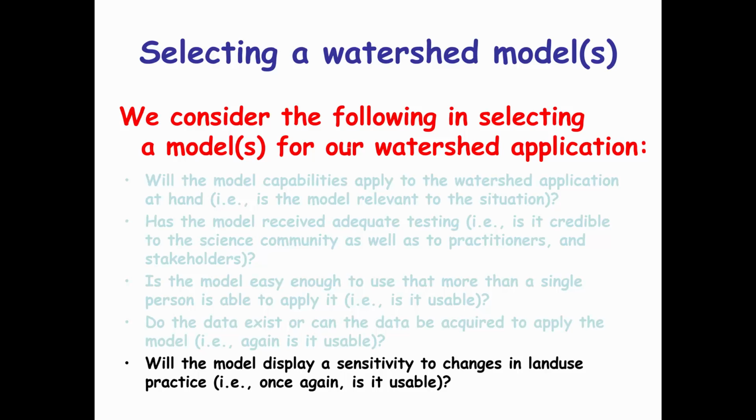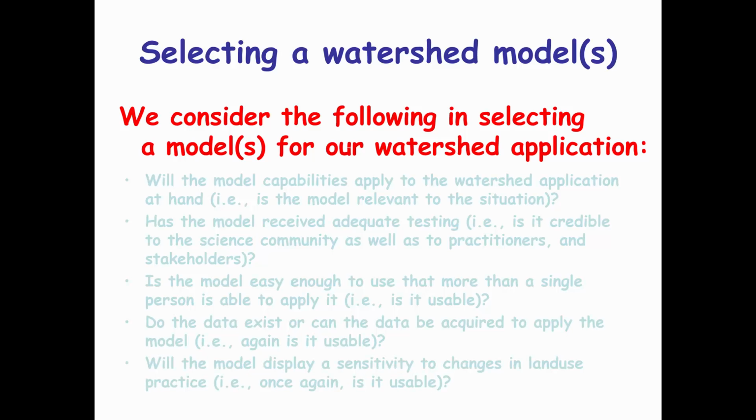Certain models would actually be able to pinpoint that location of that best management practice, be able to simulate the process of that best management practice. But generally, lumped parameter models are not going to be able to do that. A lumped parameter model is not going to be able to show the sensitivity that you're looking for. So you want to choose a model that's going to provide that, be sensitive to the changes that you're going to implement.